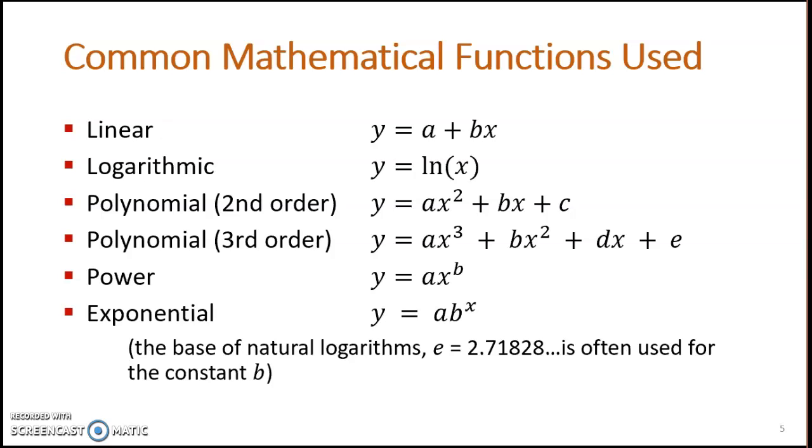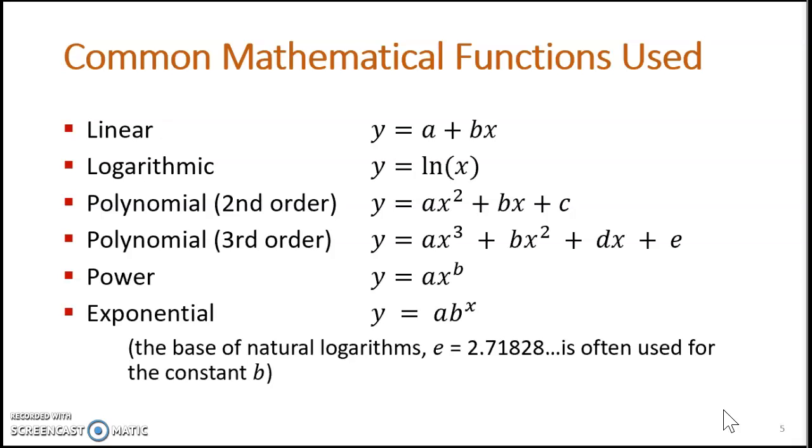For polynomial functions, the second order is parabolic in nature and has only one hill or one valley, while the third order polynomial has one or two hills or valleys. The power function defines phenomena that increase at a specific rate. For example, learning curves that express improving time in performing a particular task are often modeled with a power function.